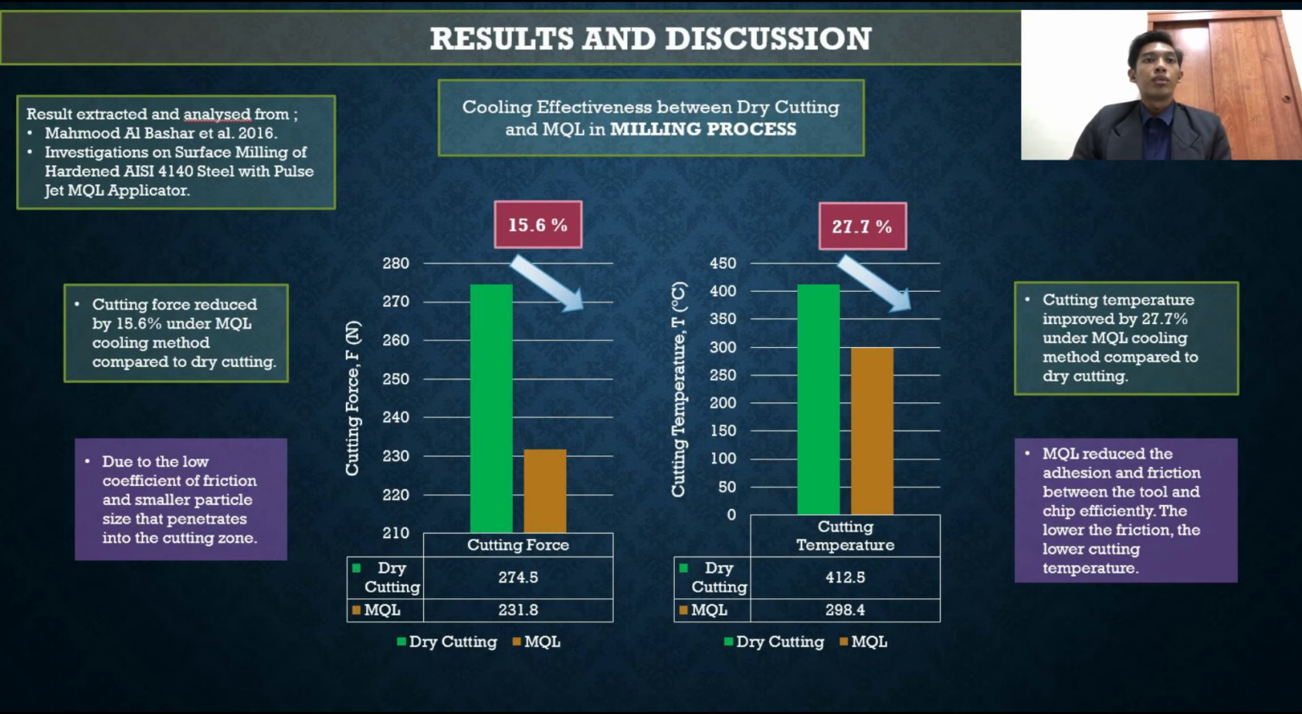So next we move to the cutting temperature graph. From the past experiment, the value of cutting temperature under dry cutting is 412.5 degrees Celsius, while it is 298.4 under the MQL cooling method. So the cutting temperature improved by 27.7% under the MQL cooling method compared to dry cutting. The reason is MQL reduced the adhesion and friction between the tool and chip efficiently. The lower the friction, the lower the cutting temperature.